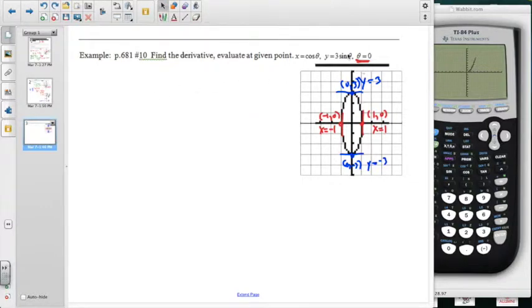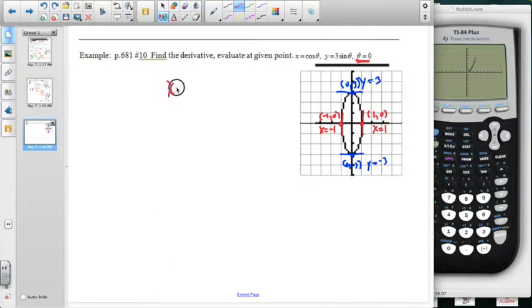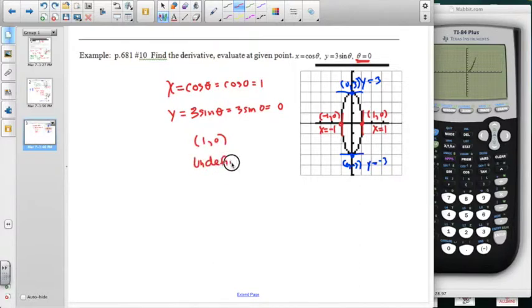So looking at a theta equal to 0, if we plug in a theta equal to 0, let's just go ahead and plug in and find those values. X equals the cosine of theta, so the cosine of 0 is 1, y equals 3 sine theta, and so 3 sine of 0 is 0, times 3 is 0. So we're looking at the point 1, 0, which we've already identified here. So by inspection, we can see that we have an undefined derivative here.